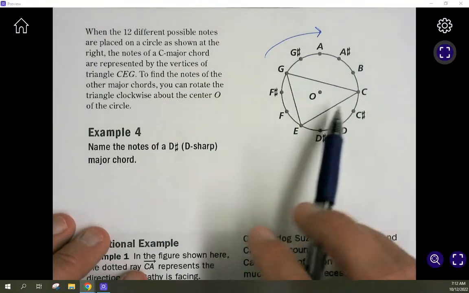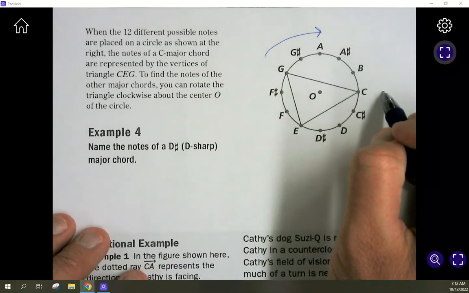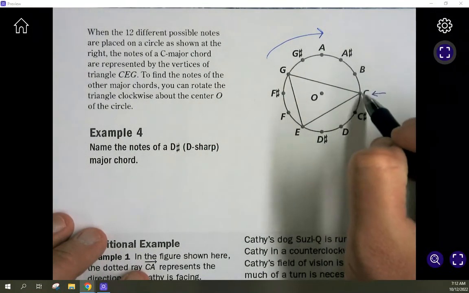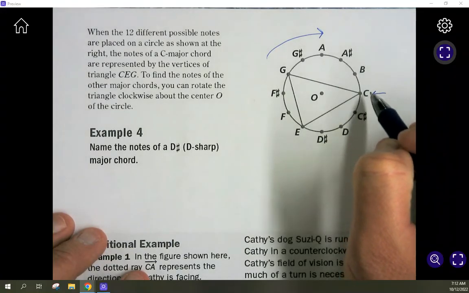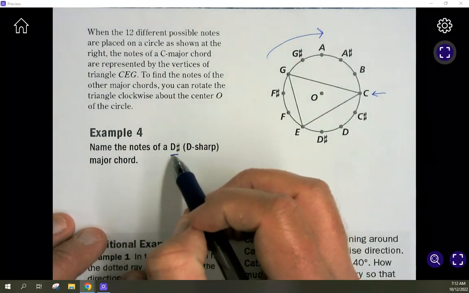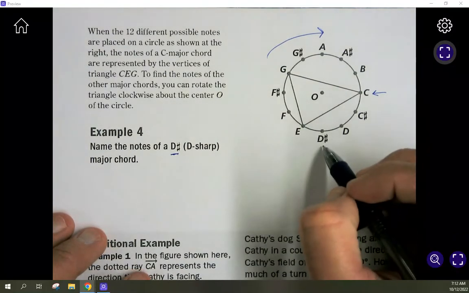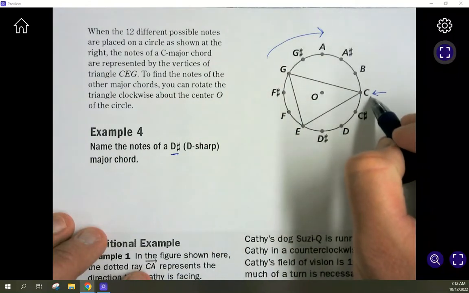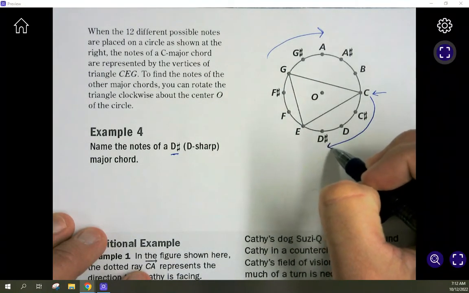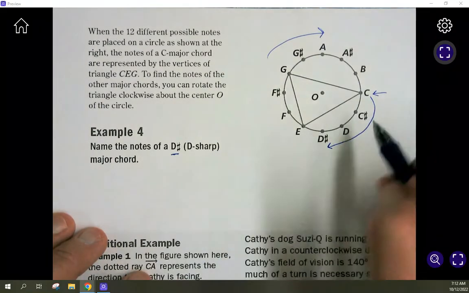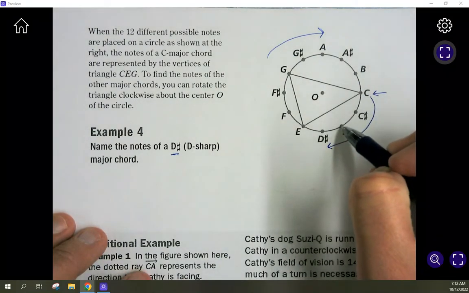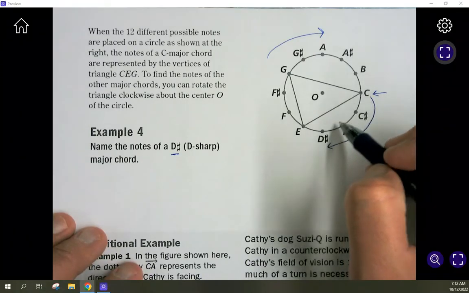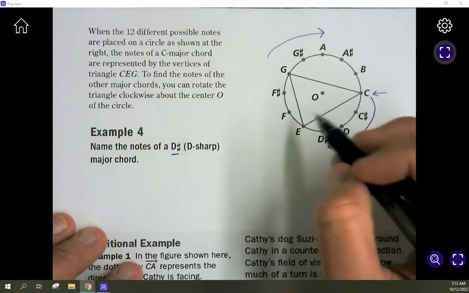What you need to notice here is this is a C major chord, and we have C, E, and G. This vertex is what's naming this. This is the C major. If we're going to try and get to a D sharp major, we find it right here. We've got to spin this, and again, we're going clockwise. This C needs to end up right here at the D sharp. These are all equal arcs: 1, 2, 3. The triangle is spinning 3 spots clockwise.